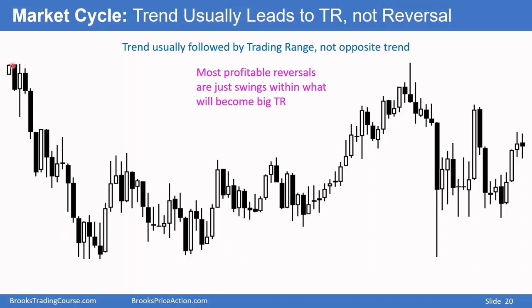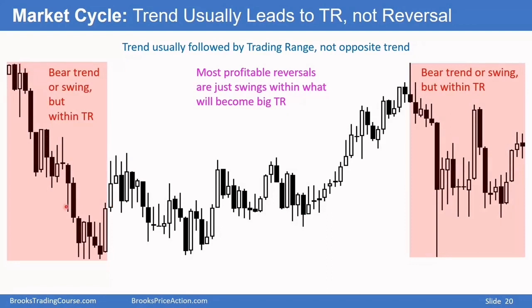A trend, here's a bear trend. It usually is followed by a trading range. It was followed by a trading range here, and ultimately even a very big trading range here. Usually a bear trend is not followed by a bull trend is not followed by a bear trend. At best, you usually get a swing, 20, 30, 40 bars in the opposite direction.